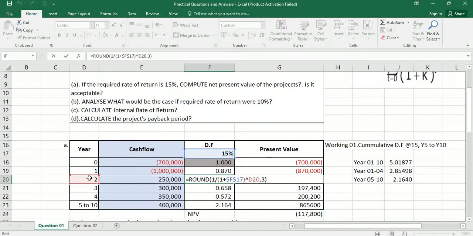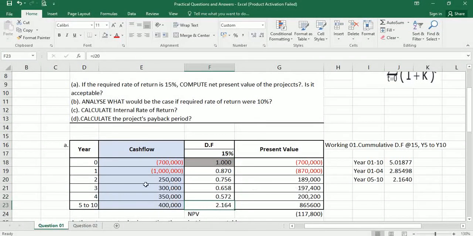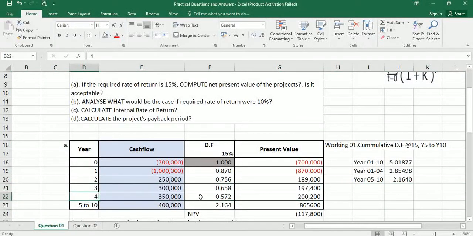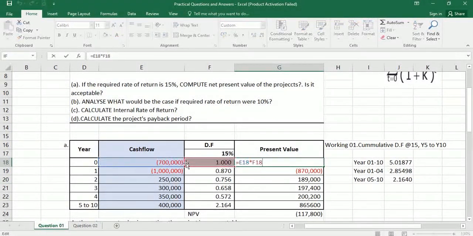Again, n is equal to year 2. Again, n is equal to 3. Again, n is equal to 4. Up to year 4, individually you can do the calculation. There won't be any issue. So what you can do, in order to find the present value, you can multiply the cash flow by the discounting factor, then you will get the present value of the cash flow.